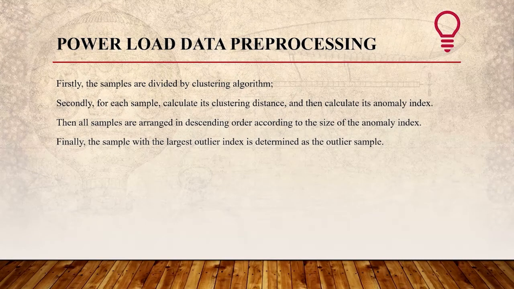The following abnormal data detection algorithm is based on the combination of distance and clustering. Firstly, the samples are divided by clustering algorithm. Secondly, for each sample, calculate its clustering distance, and then calculate its anomaly index. Then all samples are arranged in descending order according to the size of the anomaly index. Finally, the sample with the largest outlier index is determined as the outlier sample.